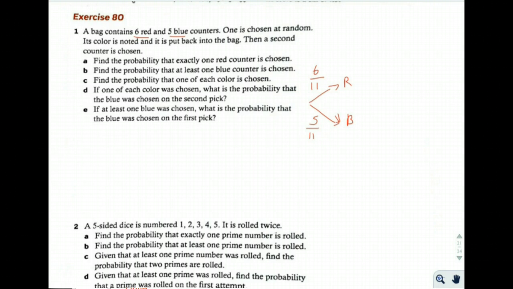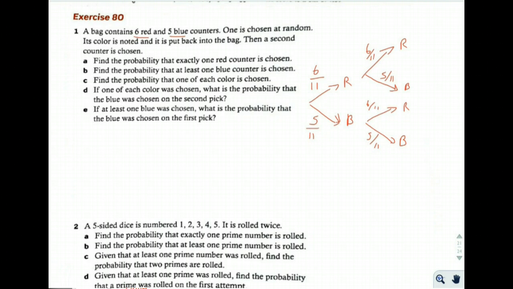At the second time you draw, they put the red or blue that they drew out the first time back in the bag. So again, you have the same thing happen. You have 6/11 or 5/11. Okay? All right, so that's what it looks like.